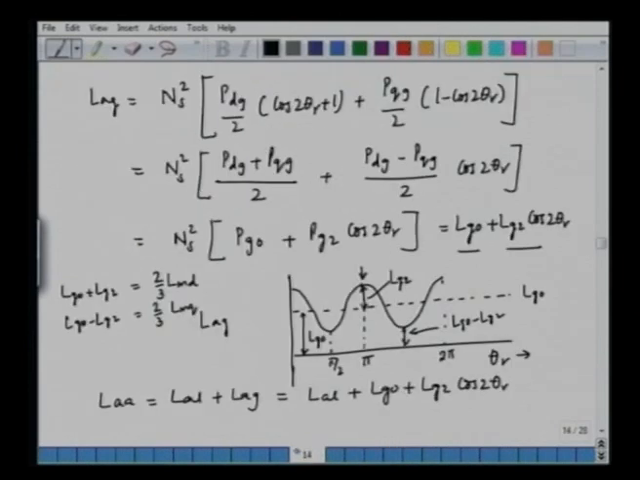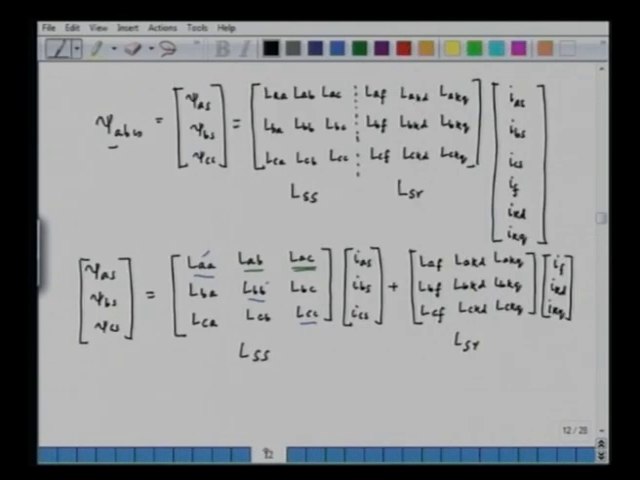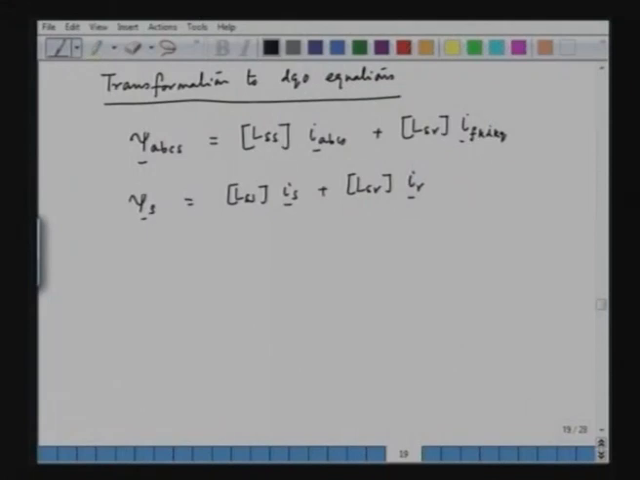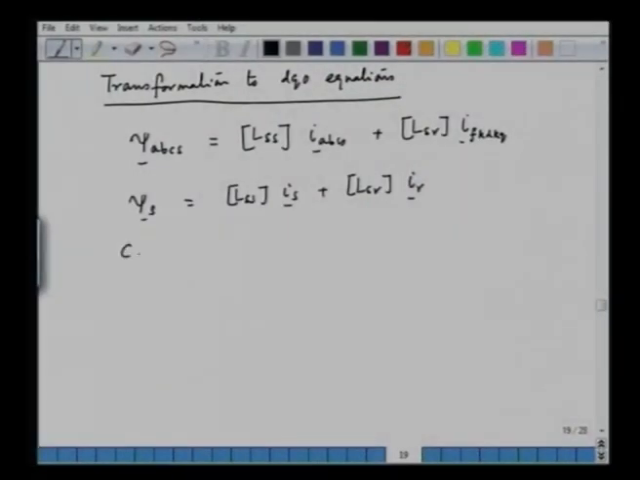So, we have already seen this earlier. We can see that this is the component LSS and this is the component LSR, the mutual between the stator and the rotor. Now, we would like to transform this into the dq equation. So, if we want to transform this into the dq equation, we will pre-multiply this with the transformation matrix, that is CS.